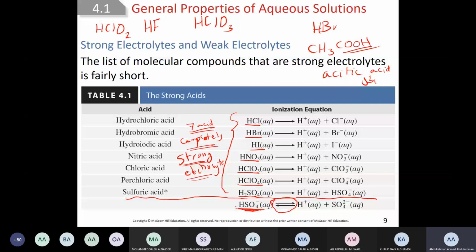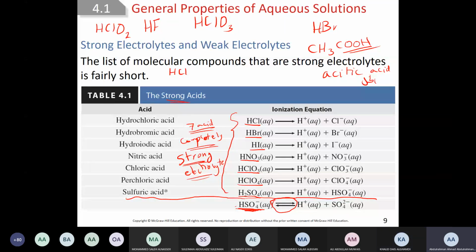Good. Did you memorize them? Doctor, not yet. How can we use them after we memorize them? Why do we even memorize them? What's the benefit in the exam? I want you to tell me if they are strong or weak, and I want you to write this equation. If I tell you HCl, first question, is it strong electrolyte or weak electrolyte? Strong. Very good. How did you know that's strong? Because we memorized it.